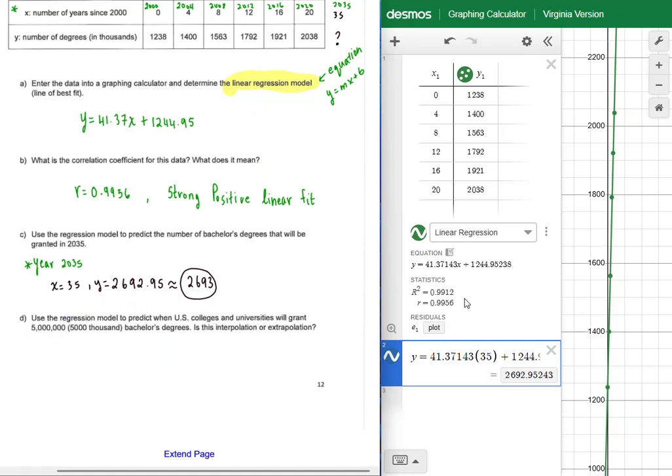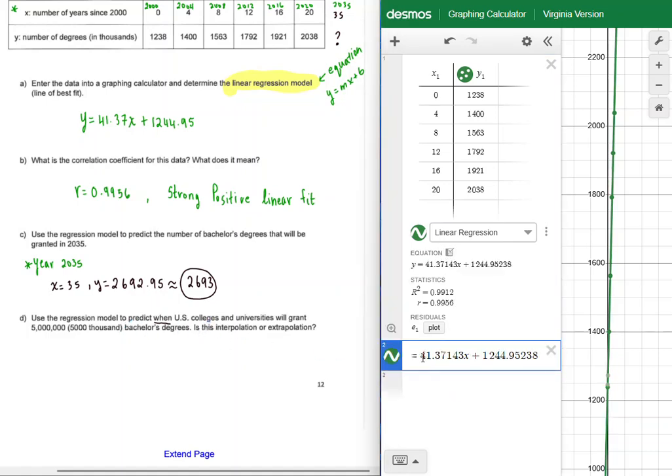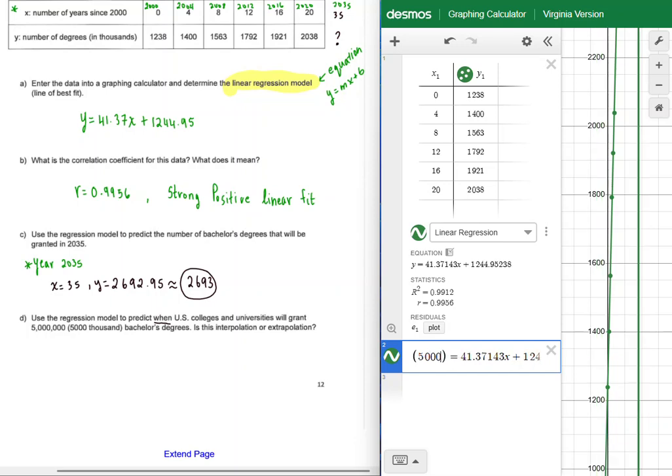Okay. All right. Use the regression models. Again, use the equation, which is right here, to predict when U.S. colleges and universities will grant $5,000 degrees. When it says the word when, that means I'm looking for the year. So I'm going to go back a little bit, bring down the equation again, and show you that if I'm looking for the year, I have to change the y coordinate now. I'm plugging in y, so I'm going to put parentheses around y, take off the y, and put the 5,000.